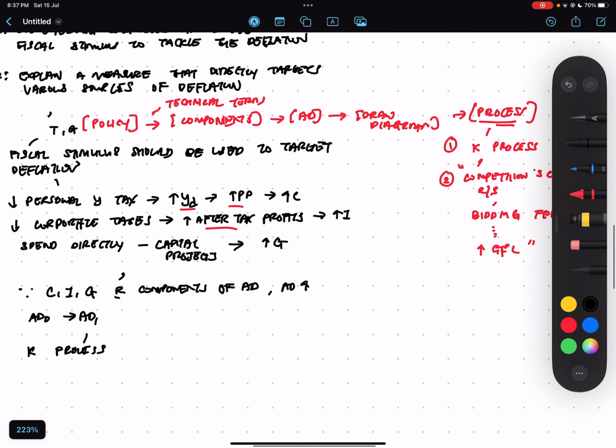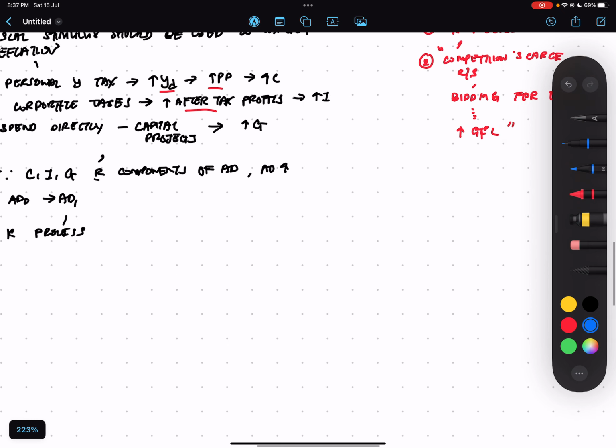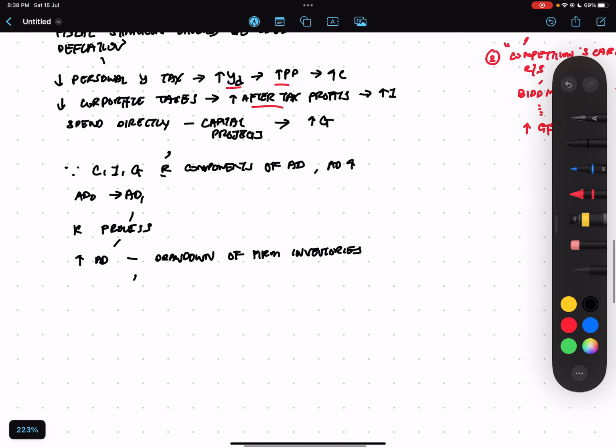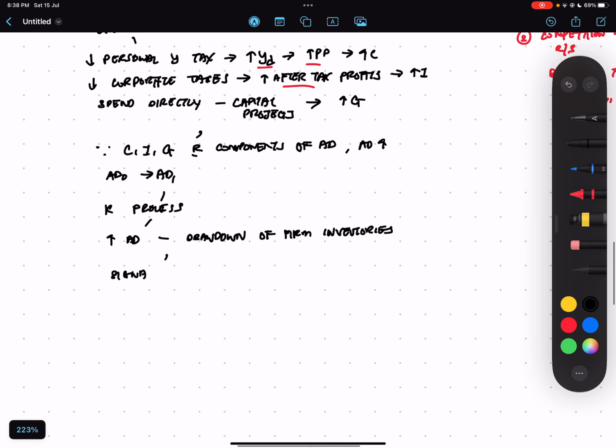So I finished talking about the policy. Sorry, let me use different color. So let's finish talking about policy. I used the technical terms, I linked to the components, I drew my AD diagrams, so now I'm here. Okay, so let's talk about process. So the K process, so the increase in AD will lead to drawdown of inventories, or firm inventories. So inventory levels fall below what they usually are, and then this acts as a signal for firms to increase production.